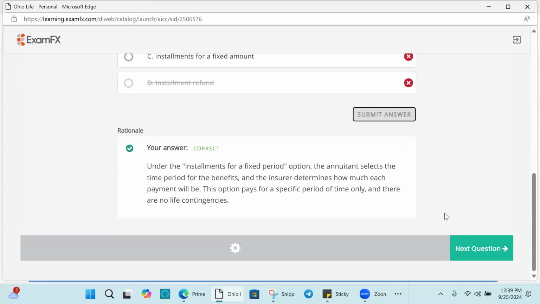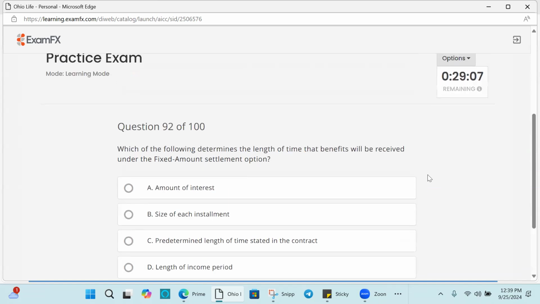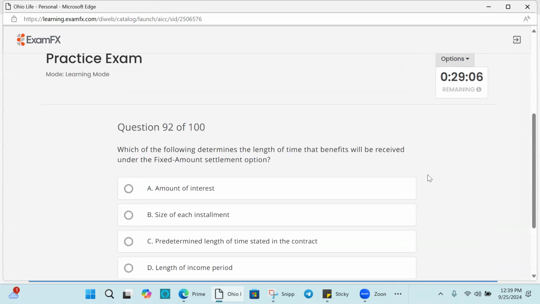it says under installments for the time period, the annuitant selects the time period. So if I got $200,000 that they owe me, and I say, hey, annuity company, pay me this money in 5 years, so I'm selecting the time period. They're going to go 200,000 divided by 5 is 40. They're going to pay me $40,000 for 5 years until the money runs out.